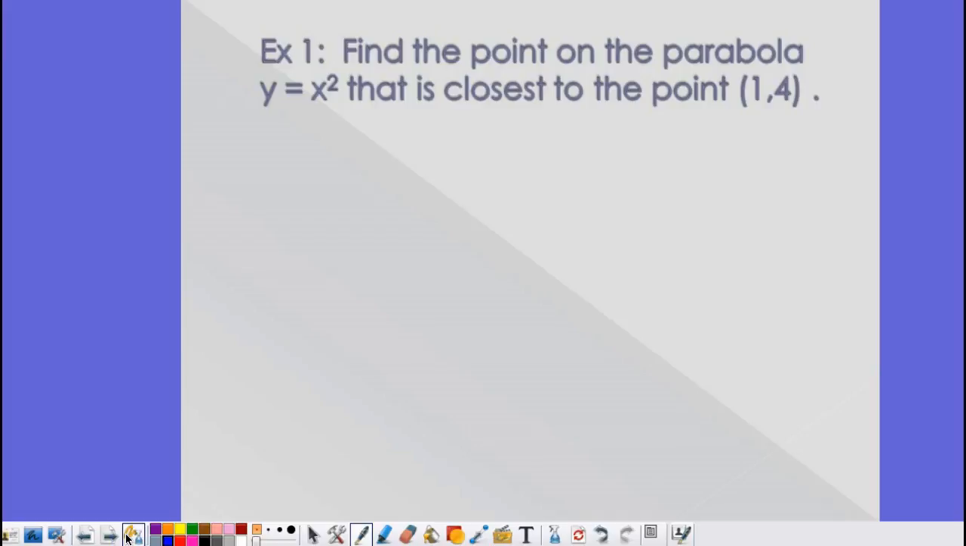Okay, so it says find the point on the parabola where y equals x squared that is closest to the point 1, 4. So when you're thinking about this, we know that this is the parent function. It goes through 0, 0, it goes through 1, 1, and it goes through 2, 4. So there's our parabolic curve. And it says y equals x squared that is closest to the point 1, 4. So again, we're trying to talk about this point here.